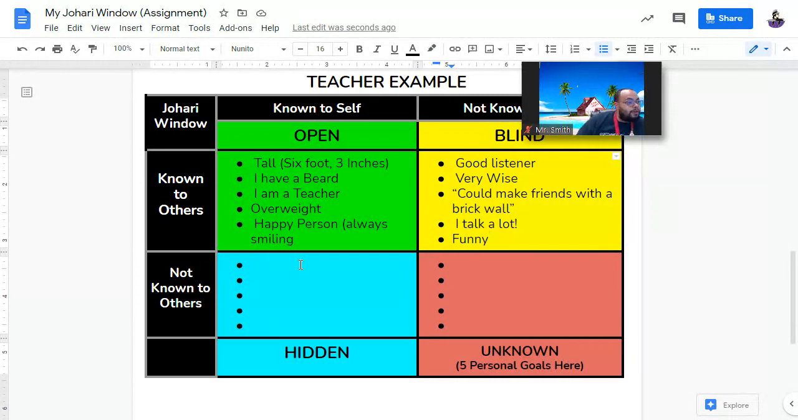Now, from there, we have our hidden. So this is stuff that is known to me, but not known to others. To do this one, I would have to think. I mentioned it on the Zoom, but I'm a pretty good singer.